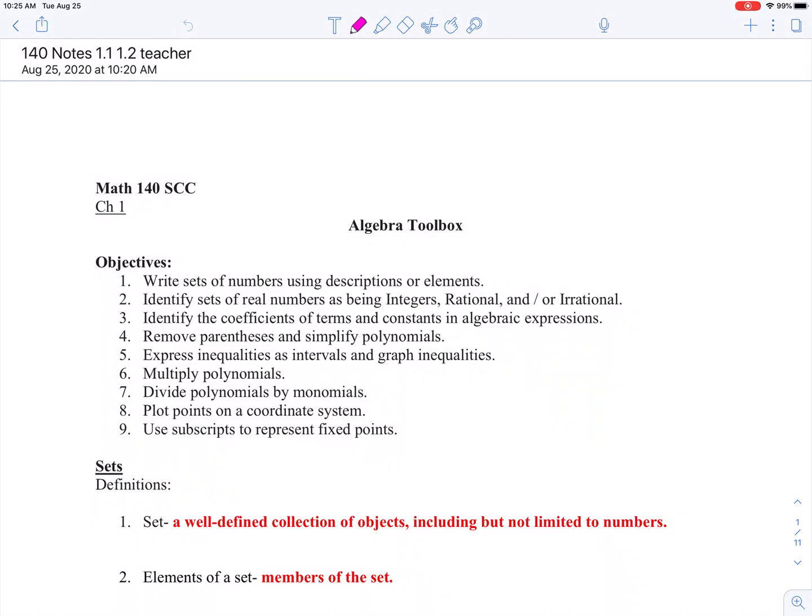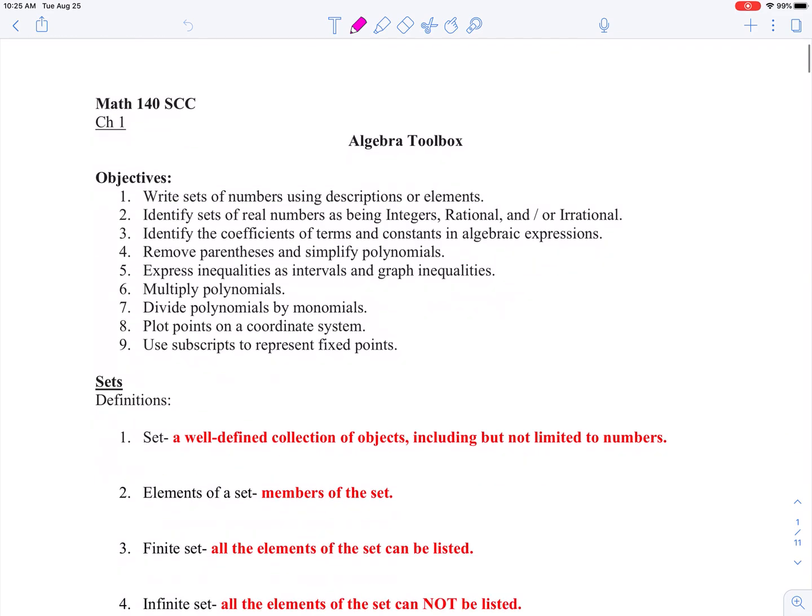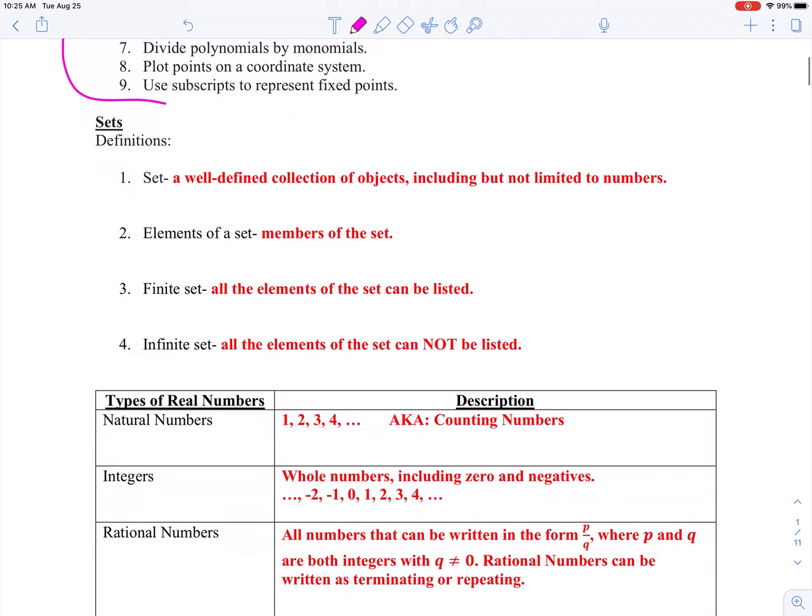Alright, here we go. Here's our first lecture of the semester for Math 140. So chapter 1, this first part is just going to be a review and introduction to some algebraic topics and terminology. So there's our objectives there. We can do all kinds of stuff today.